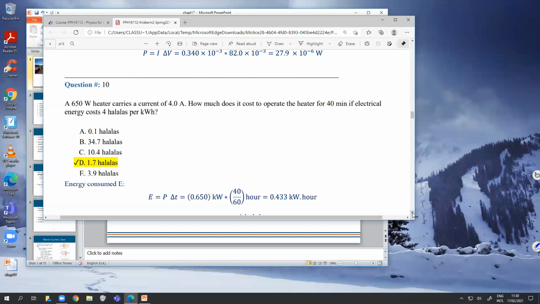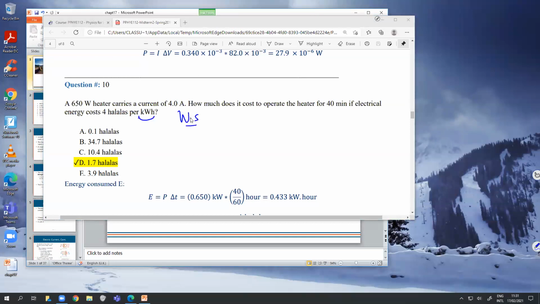A 650 watt heater carries a current of 4 amperes. How much does it cost to operate the heater for 40 minutes if electrical energy costs 4 halalas per kilowatt hour? So we are charged for the energy consumption, how many joules you use. However, joule, as I said, is a very small unit of energy. So the practical unit is kilowatt hour, not watt second. Watt second is the joule.